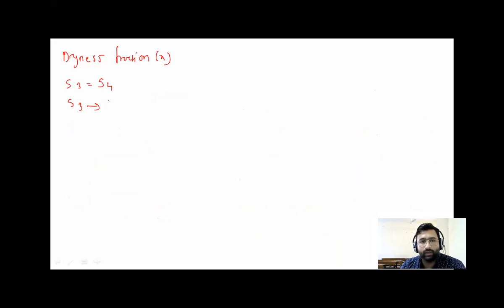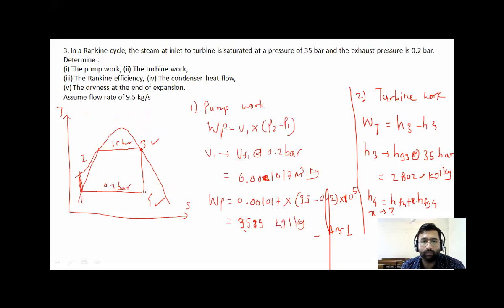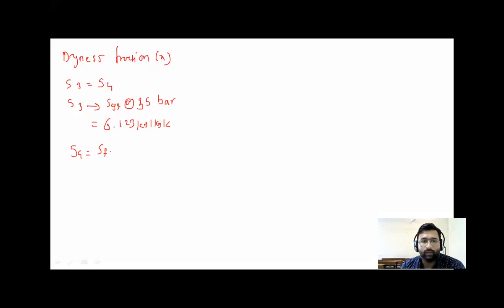S3, how to calculate? This is nothing but SG3 at 35 bar. So at 35 bar, what is SG value? Six point, kilojoule per kg per Kelvin. So we know S4 value now. Now S4 is also equal to, it is in the wet steam. Formula for wet steam is S4 is equal to SF4 plus X into SFG4.